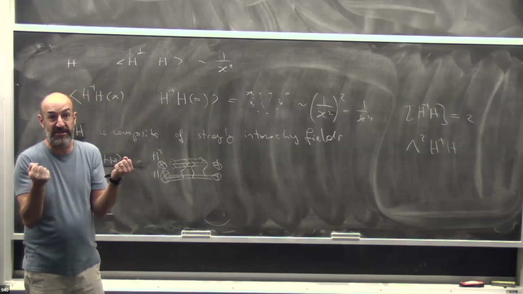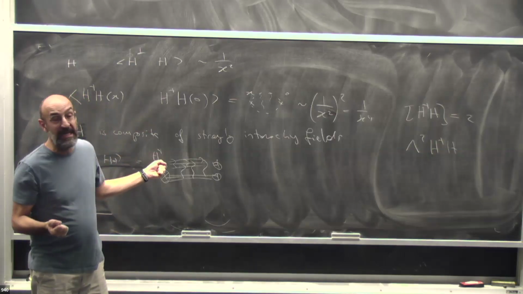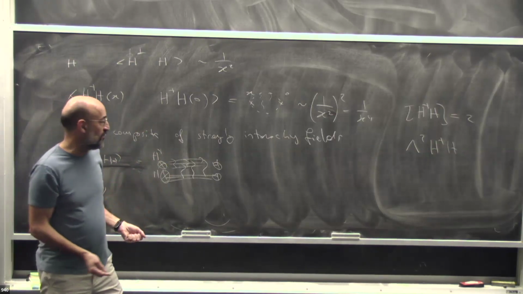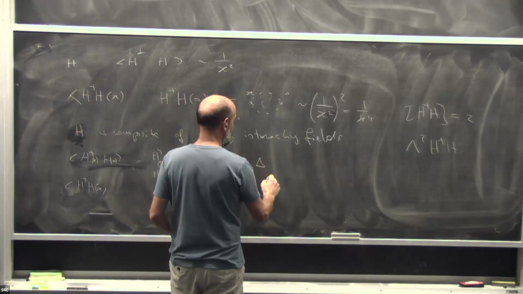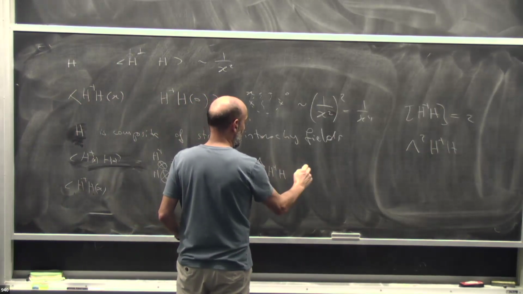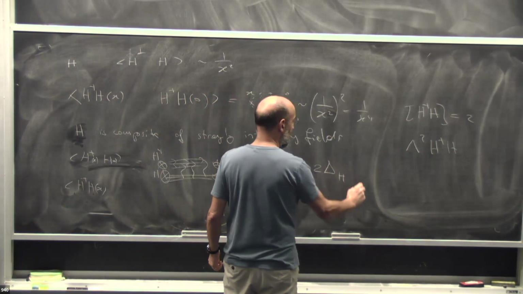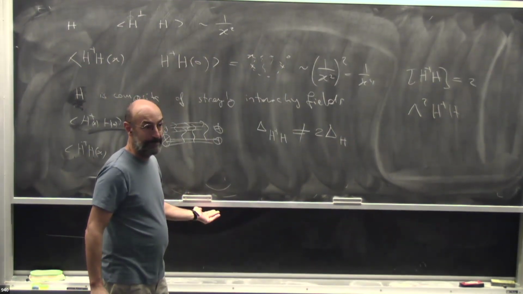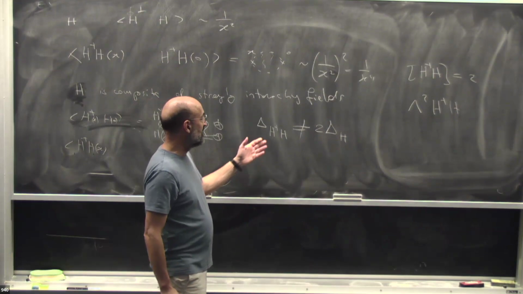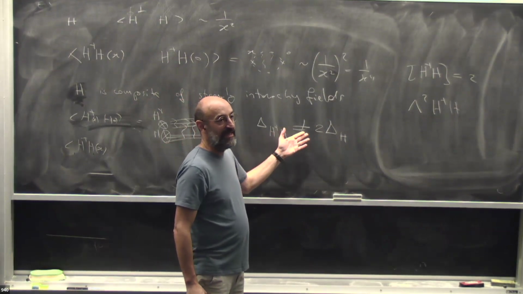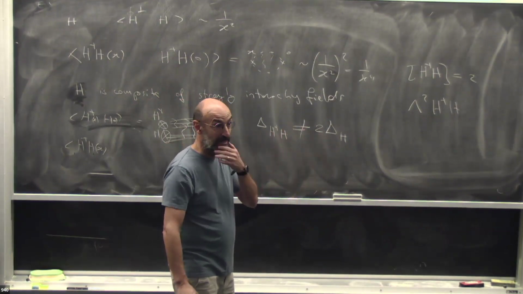And therefore their energy is not additive. And in the very same way here, the dimension is not additive. So what you have is that the dimension of H dagger H is different than twice the dimension of H, okay? It's not additive. And in particular, yes, it can be bigger, okay?